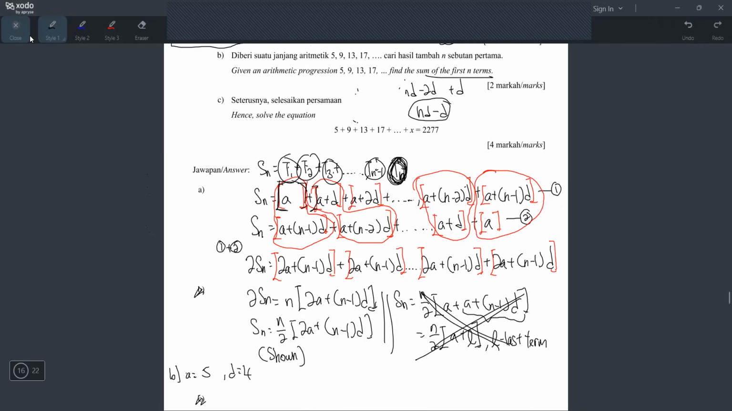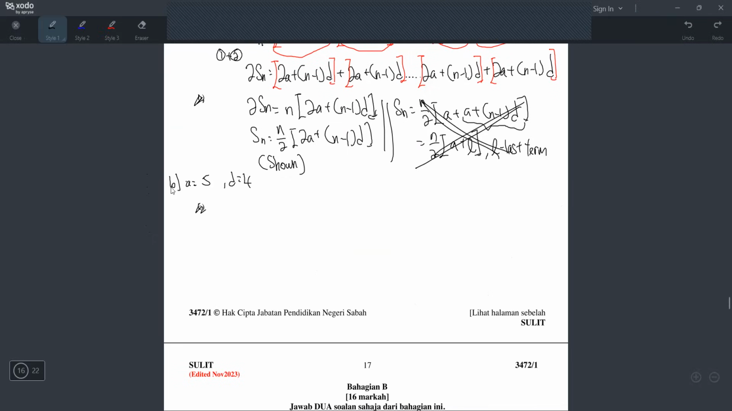They want to find the sum of the first n terms, it means Sn. But which formula will you use? Of course, the arithmetic progression formula, which is this one. So what is the formula? n over 2. But we don't have the n, so just write n over 2. It means later your answer will be in terms of n. And then big bracket, 2a. The a is 5, and then plus n minus 1, but the n I don't have, so just put n only. And then times d, so times 4, and then close bracket.